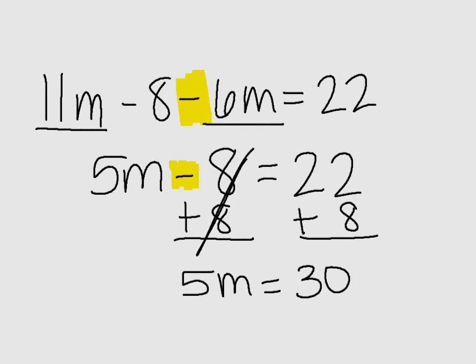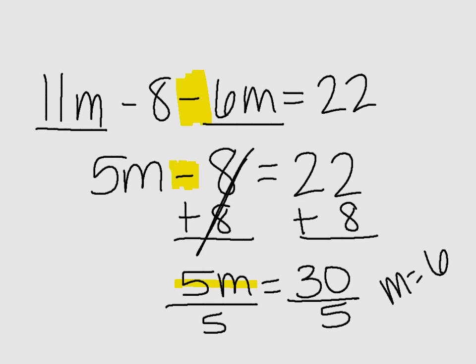That is 30. And my last step, I see multiplication. That means multiply. So the opposite of multiply is to divide. So you're going to divide by 5. Write your answer. M equals 6.